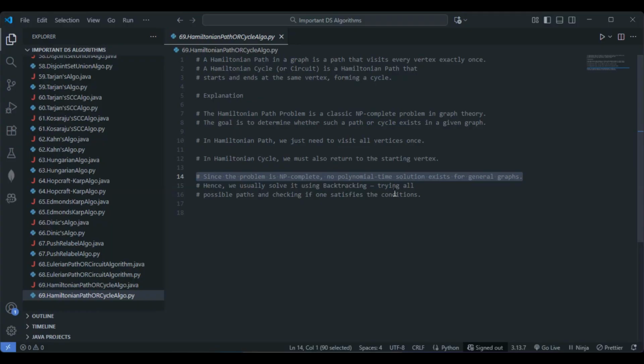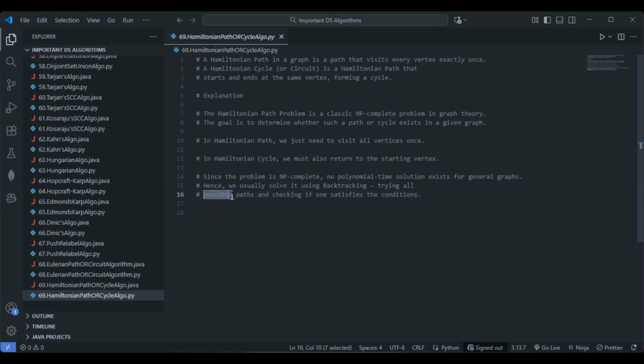Hence we usually solve it using backtracking. Since the problem is NP complete, no polynomial time solution exists for general graphs, and hence we usually solve it using backtracking, trying all possibilities. Backtracking we know, the term I don't have to explain to you guys, right?